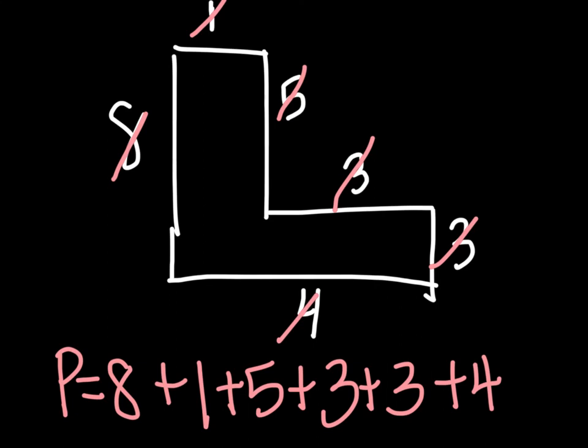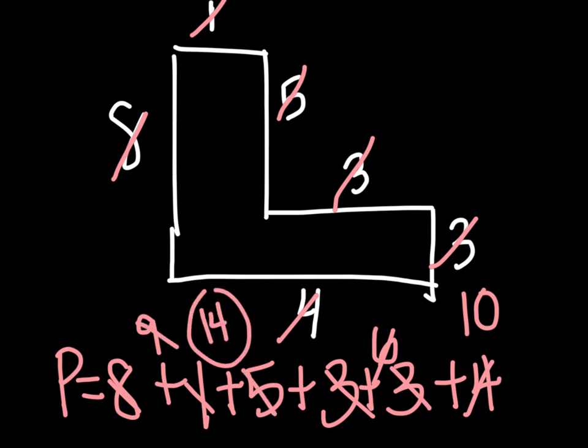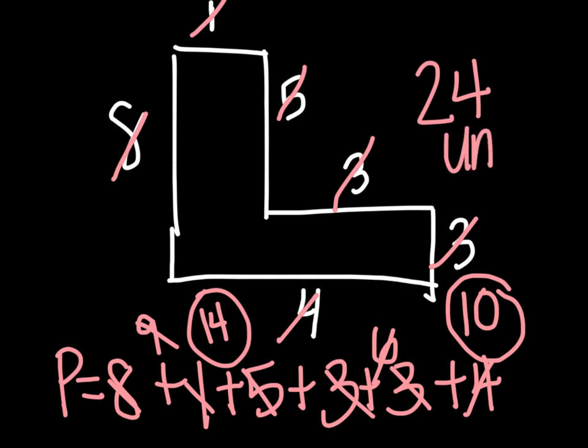Now I'm going to add. I'm going to combine my 3 and my 3 to get 6, 6 and 4 to get 10. I know that 8 plus 1 is 9, and 9 and 5 is 14. Now I'm going to combine my 14 and my 10 to get 24. Again, I don't have a unit of measurement, so I'm going to put units in here. And voila, there you have it.